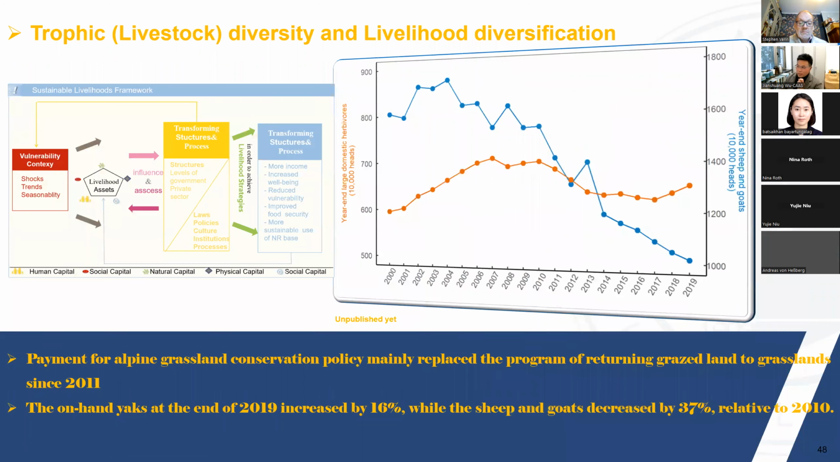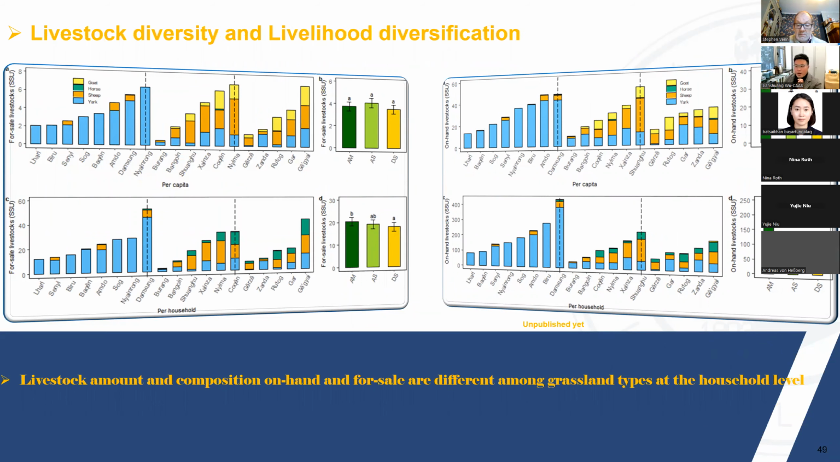And certainly, we have already collected some data about the livestock diversity and livelihood diversification. And these bar graphs just show the livestock composition at herd household levels, and from different counties, from meadow zones, steppe zones, and desert zones. This data also shows the livestock they saved for meat and for income, and also the livestock numbers on hand at year end.